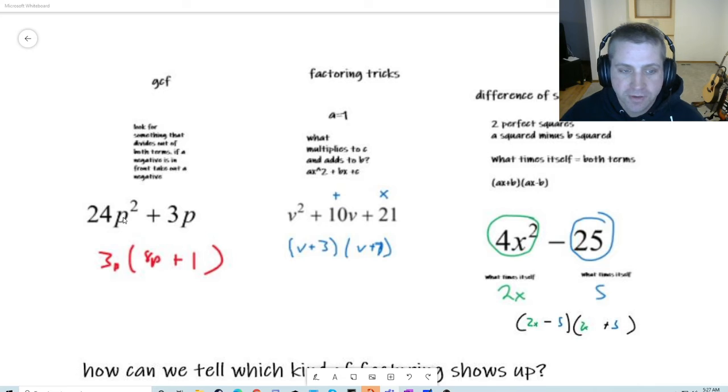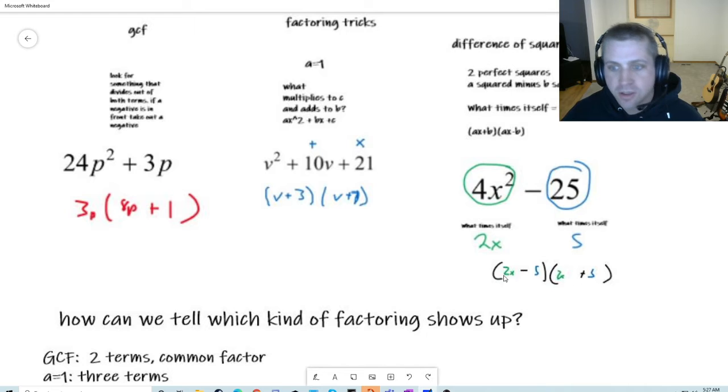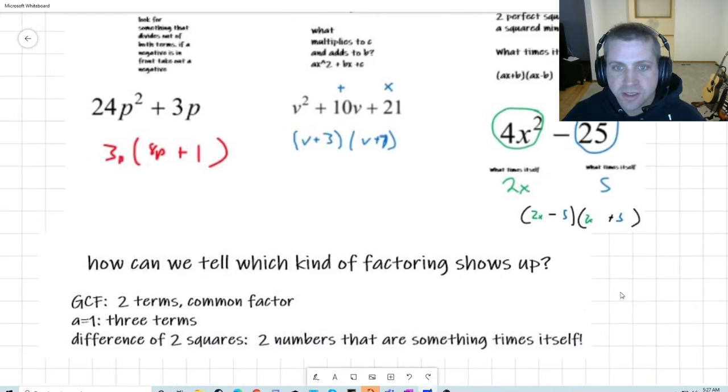So this greatest common factor, where you can look to find something in common in both of those. The a equals 1 factoring, which figure out what multiplies to c and adds to b. You can write out your answer. And we've also got difference of 2 squares. You got 2 perfect square numbers with a subtraction sign. You figure out what times itself is each one. You write one with plus, one with minus.